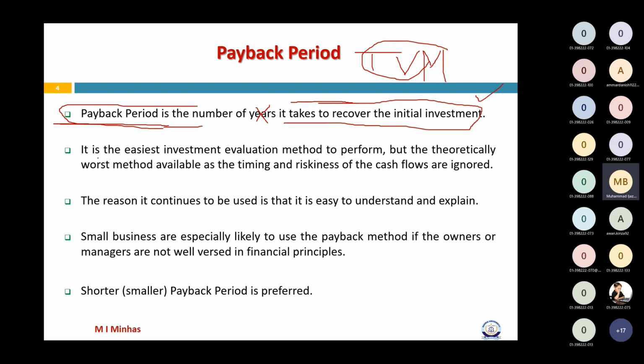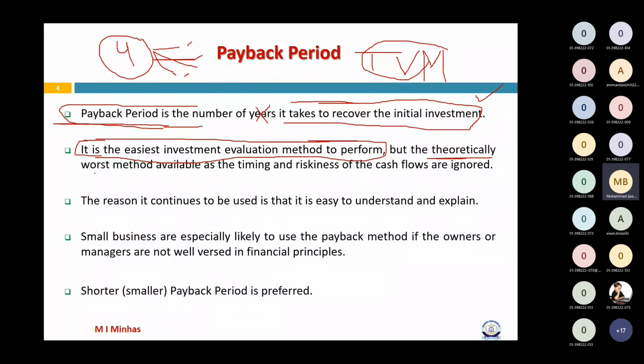Now, as you see, this is the easiest evaluation method to perform. If you remember, I told you that I'll teach you 4 methods. Payback period is the first method. And then net present value, the profitability index or benefit to cost ratio, and the IRR, the internal rate of return, are a bit more advanced methods. But this is the basic level method, and that's why it is very easy to understand and very easy to perform as well. But theoretically, it is the worst method available. Why?